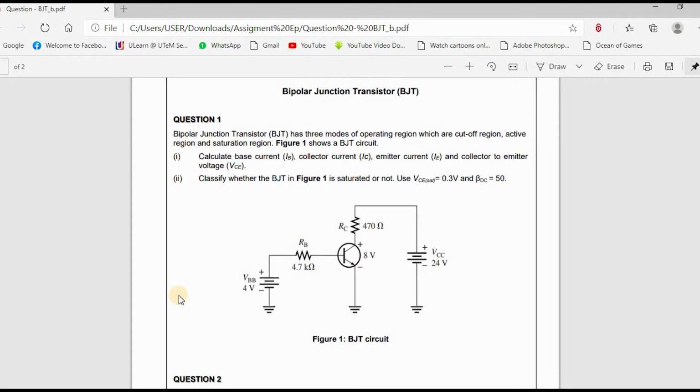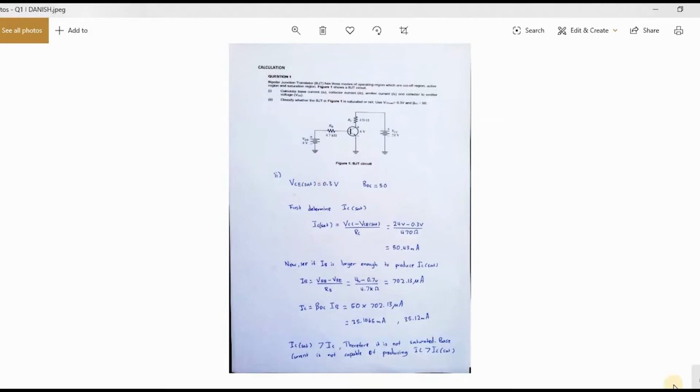B0819100149. So this is the question that I have done, which is we have to find the IB value, IC value, IE value, and the voltage VCE, which is from collector to emitter. And the second part is we have to find whether this circuit is saturated or not. For the first one, now we will look at the calculated part.